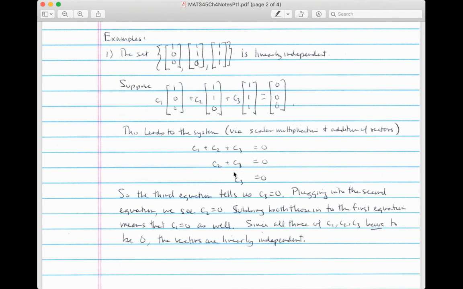Well, immediately from the third equation, I know that C3 has to be 0. And when I substitute that in here and put a 0 here, I get that C2 has to be 0. And then finally, if C2 and C3 are both 0, then C1 is going to have to be 0. So therefore, the only way I can get the zero vector out from combining these vectors is to take a zero multiple of all three of them. So that means that the set is linearly independent.